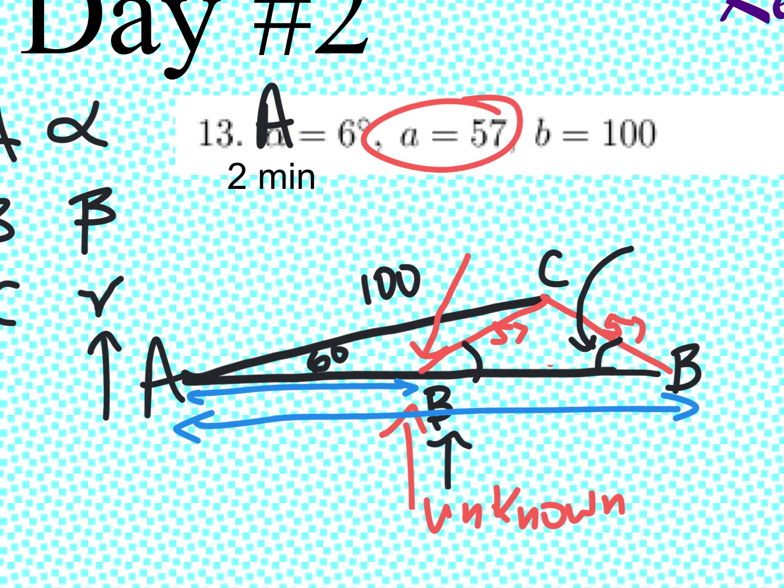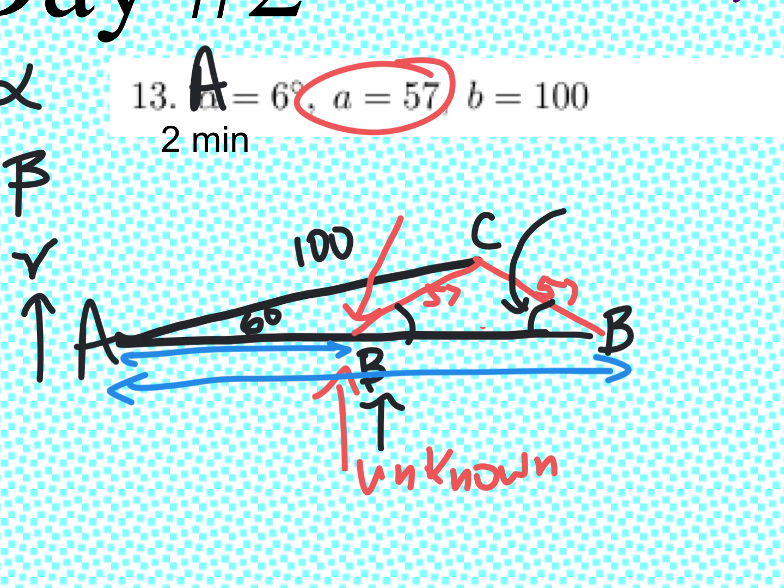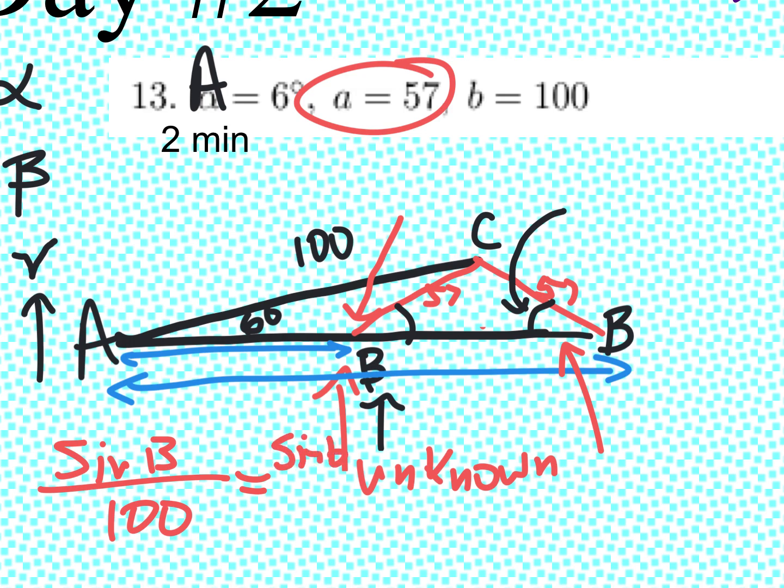Angle C is also something you'd like to figure out, but my best advice, find this angle first with the law of sines. So let's start it. Sine of big B over, what's the side across from big B? It's little b, and it's what? 100 equals sine of 6 over 57. Oh my gosh, it's pretty much done. Now, you'll use a calculator on this part, and you might wonder later, like, why are we doing calculators? You'll understand more later.